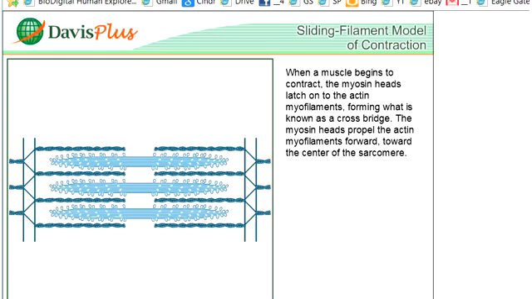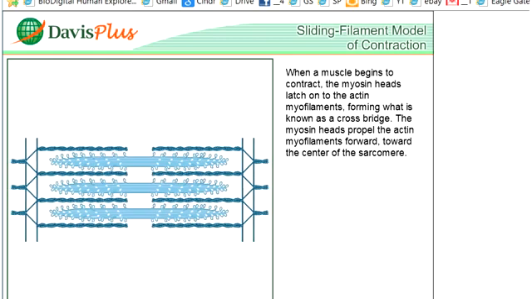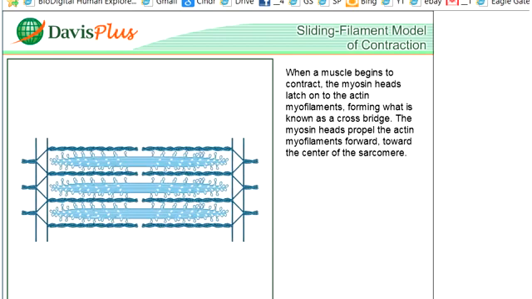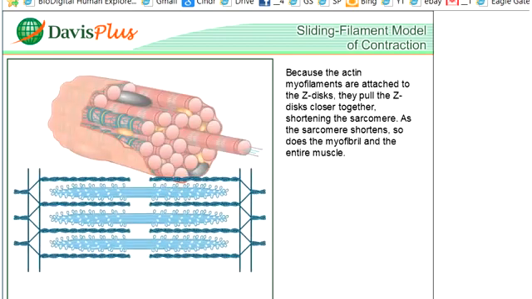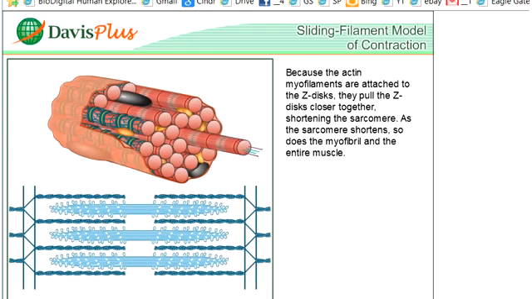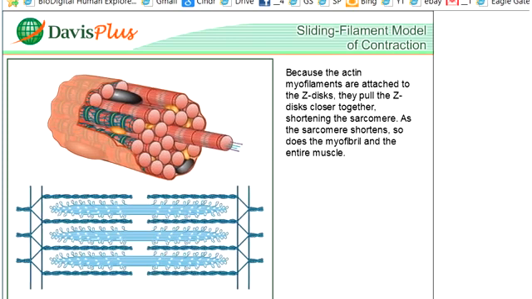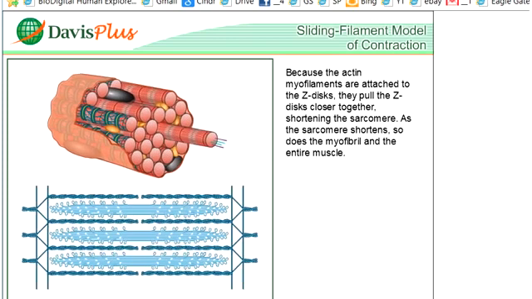When a muscle begins to contract, the myosin heads latch onto the actin myofilaments, forming what is known as a cross bridge. The myosin heads propel the actin myofilaments forward toward the center of the sarcomere. Because the actin myofilaments are attached to the Z-discs, they pull the Z-discs closer together, shortening the sarcomere. As the sarcomere shortens, so does the myofibril and the entire muscle.